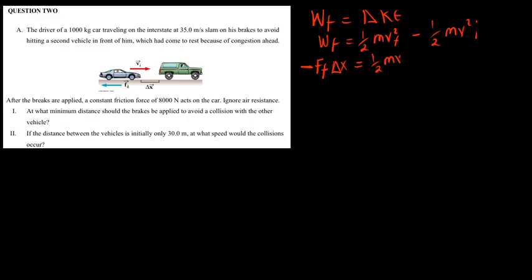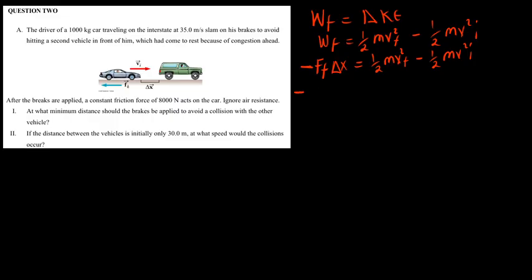Work done by friction is equal to the change in kinetic energy. So the work done is equal to 1/2 mv² final minus 1/2 mv² initial. In that situation, I'll say negative force, which is the friction, times the change in displacement, equal to 1/2 mv² final minus 1/2 mv² initial.